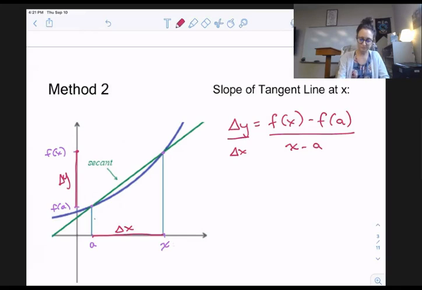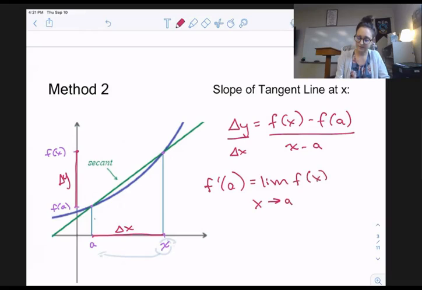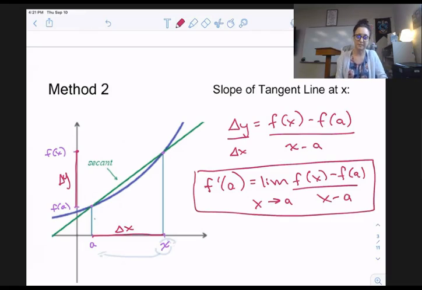If I want to find the tangent line, I need to force this x value closer and closer to that one, okay? So I need a limit. So for f prime of a, we are going to have the limit as x approaches a of f of x minus f of a all over x minus a, okay? And that is the second method for finding a derivative at a point. So please make sure you've got both written down.